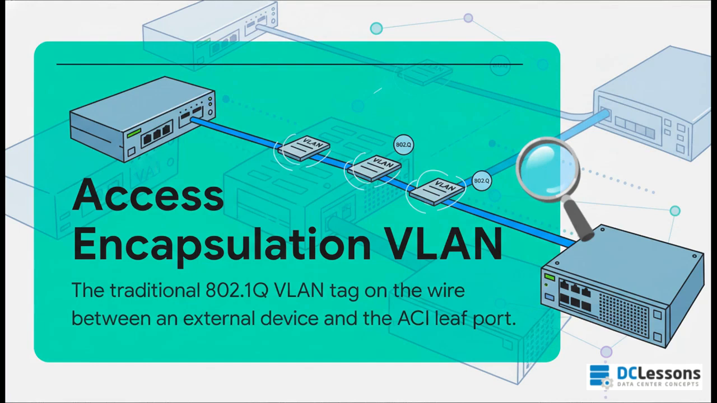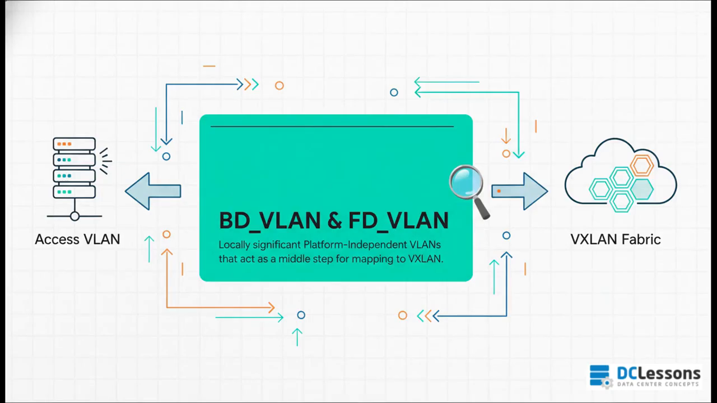Let's start with the easy one, the access encapsulation VLAN. This is just the standard 802.1q VLAN tag you've been using for years. It's what you configure on the trunk port that connects your old switch to the new ACI leaf. Simple as that.